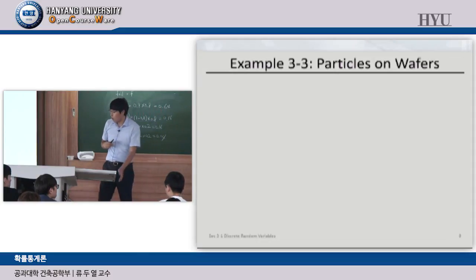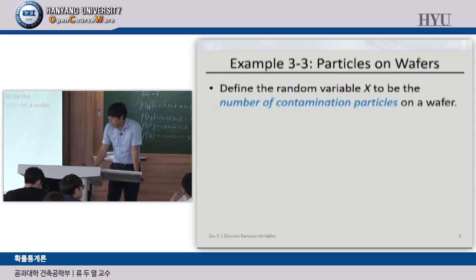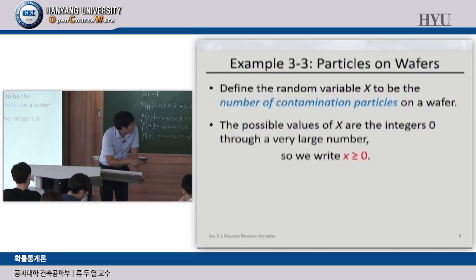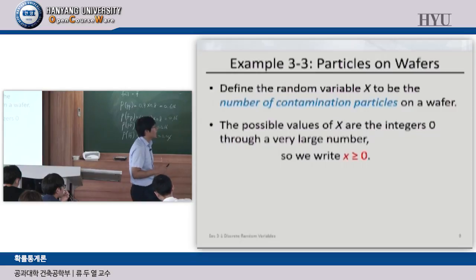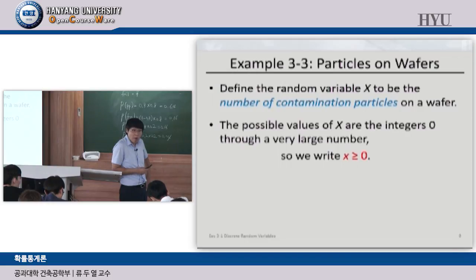So this is another example for the particles on wafers. To define the random variable X to be the number of contamination particles on a wafer, the possible values of X are the integers 0 through a very large number, right? So this can be expressed as X should be 0 or more. Because there is no negative number of contamination particles, right? So the small x, which is the real number of the random variable, should be larger than 0. But we can have infinite contamination particles, right? So this can be expressed as x should be larger than or equal to 0.